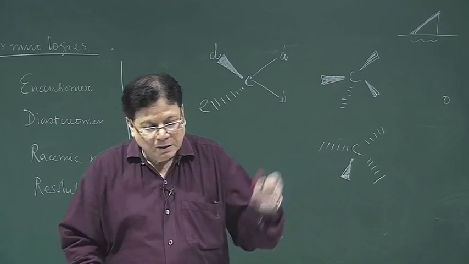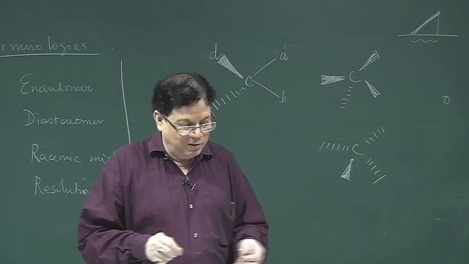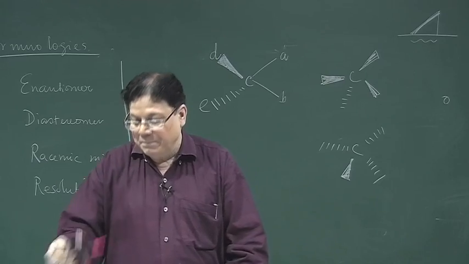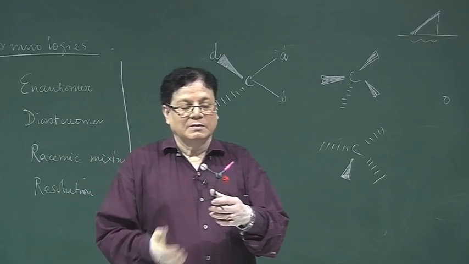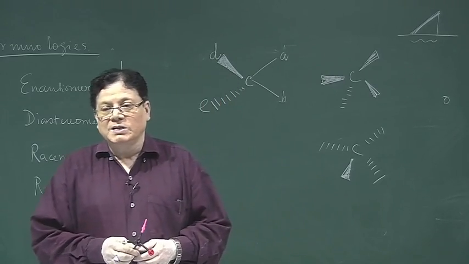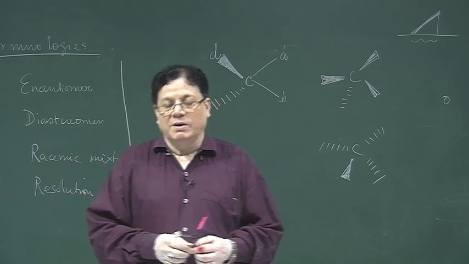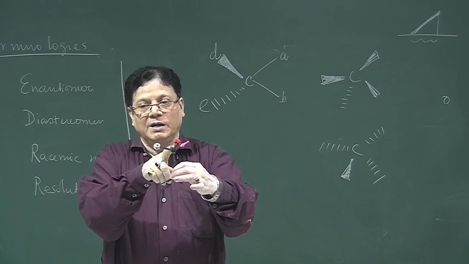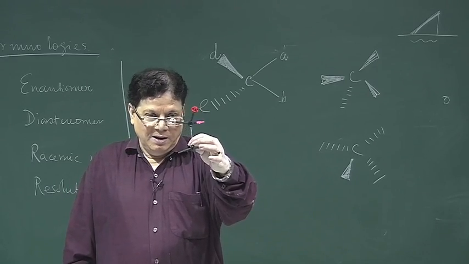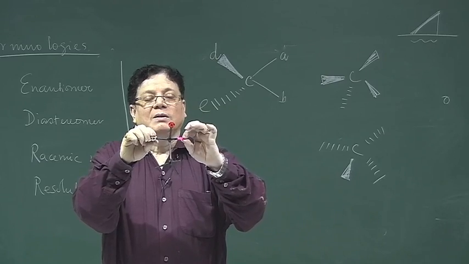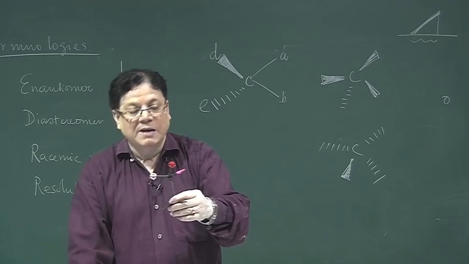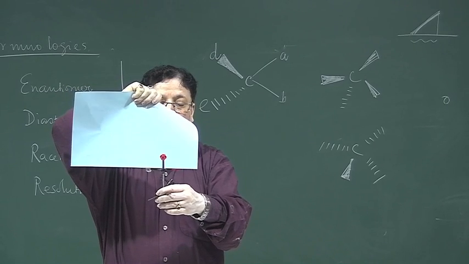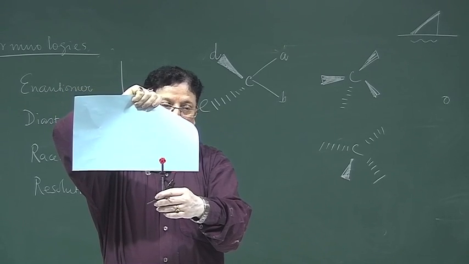Okay. So, let us first come to the Fischer projection formula. What is that? In the Fischer projection formula, you hold the molecule in such a way that, suppose I am the observer, the carbon containing the 4 different groups is held so that none of the bonds are in the reference plane. I consider a plane like this. None of the bonds are in the plane, only the carbon is in the plane of this paper.